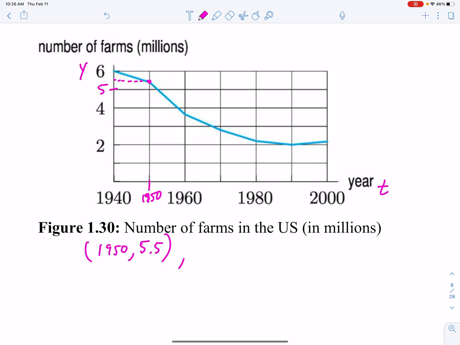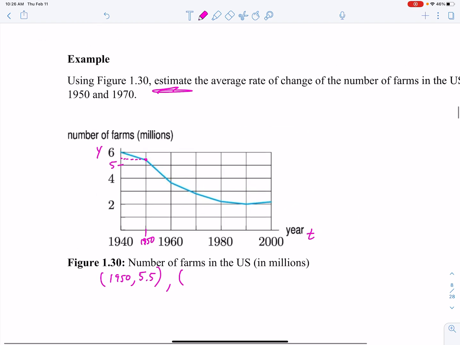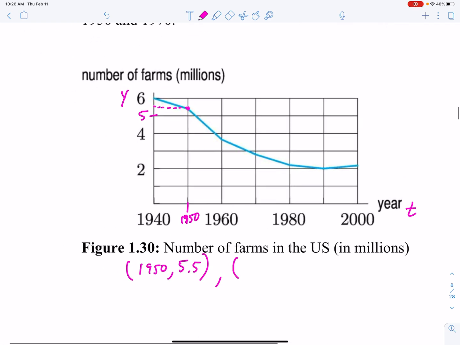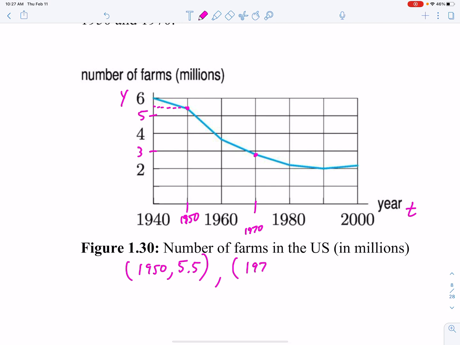All right, we're going to create a second point. Remember, we need 2 points to create a slope. So the problem asked, again, between 1950 and 1970. So right here is 1970. So we go up to here. So this is 3. So I'm going to say 2.9, okay, just to estimate there. So our coordinate point is 1970, comma, 2.9, okay?